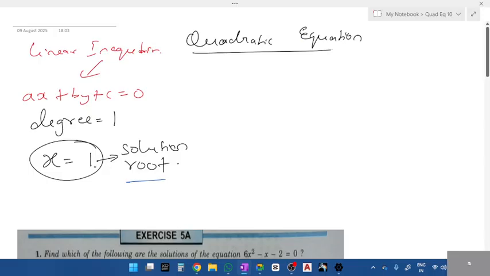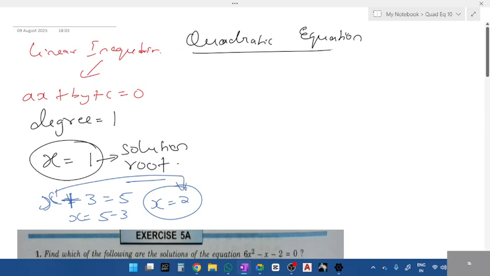Solution set or answer, x is equal to 1. For example, x plus 3 is equal to 5. How do you solve for x? x is equal to 5 minus 3. x is equal to 2. What is the degree of x, students? What's the degree of x? 1. Here, what's the degree given? Degree is 1. Therefore, the answer is also only one value, right? The answer is 2, but we have only one value.